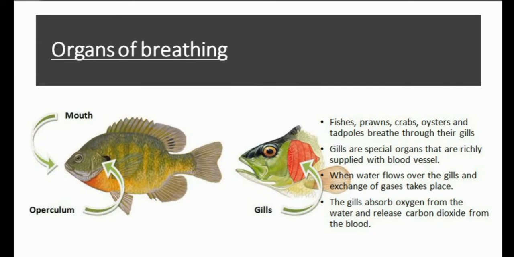Now, organs of breathing in fishes, prawns, crabs, oysters, and tadpoles: they all breathe through their gills. Gills are special organs that are richly supplied with blood vessels. When water flows over the gills and exchange of gases takes place, the gills absorb oxygen from the water and release carbon dioxide from the blood.